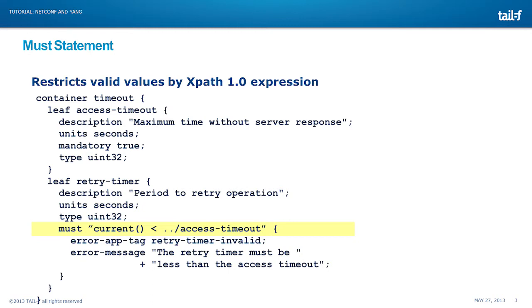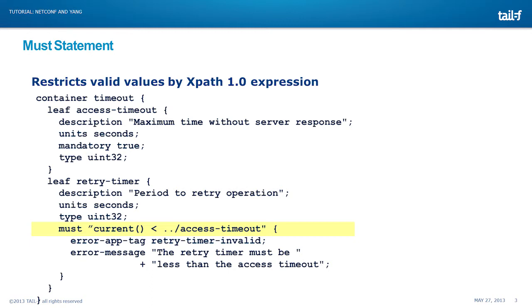So in the past, prior to Yang, we simply had to put this sort of constraint in our documentation and down in our software, but there was no way to express it just in a data model that someone could look at or a machine could process and understand the constraints. Must gives us that.